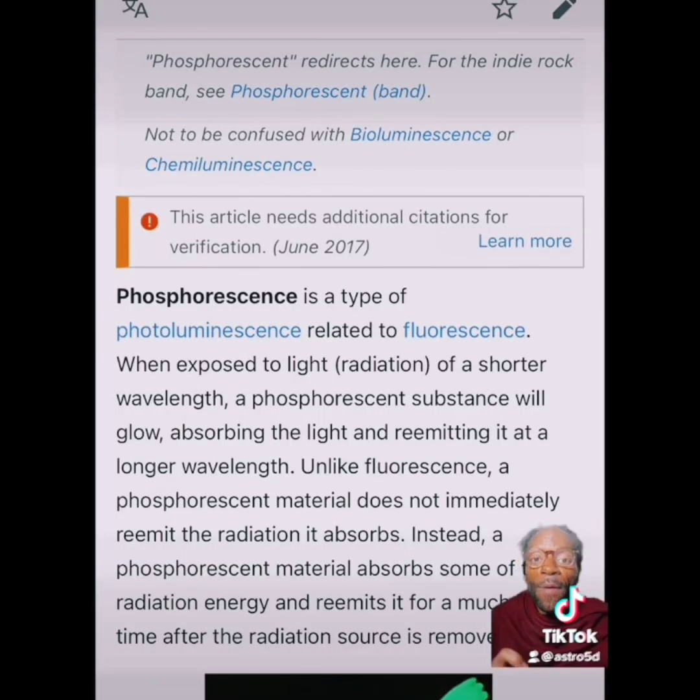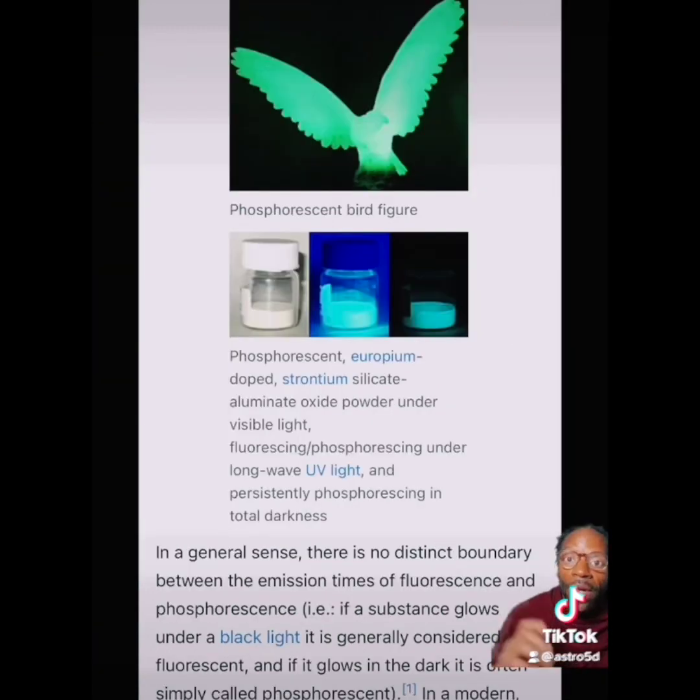Phosphorescence is a type of photoluminescence related to fluorescence. When exposed to light radiation of a shorter wavelength, a phosphorescent substance will glow, absorbing the light and re-emitting it at a longer wavelength. Here are examples of that.